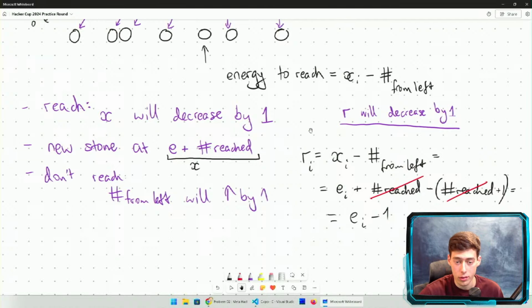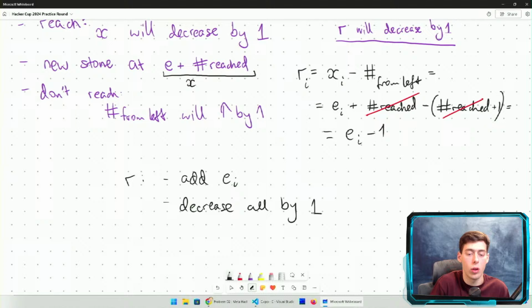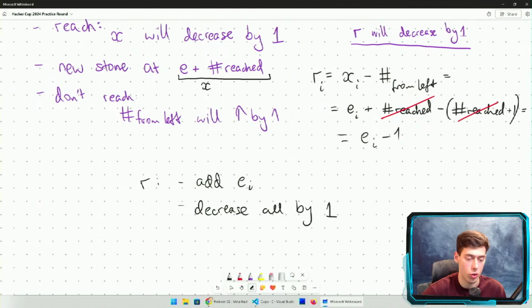So what does that mean? That means essentially, we're decreasing all the R values by 1, and then we're adding Ei minus 1. So let's just add it before we decrease instead. So what are we doing to the list of R values? We're adding Ei to that list, and then we're decreasing all of them by 1. So that's a pretty simple transformation that we're doing to the R values.